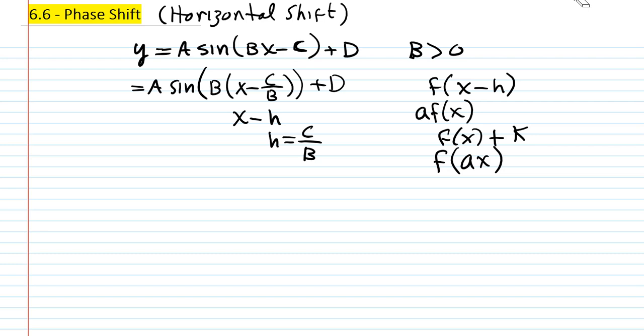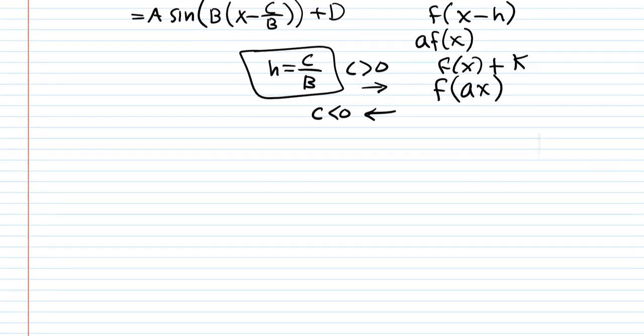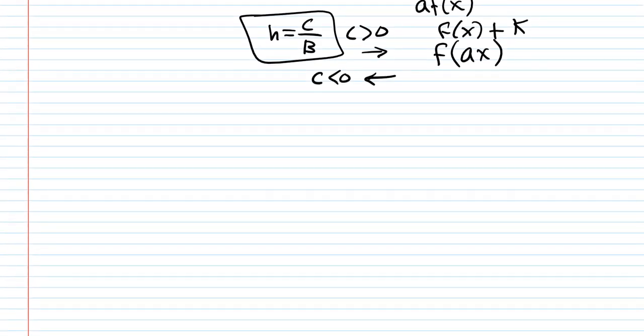Now B is positive, we agreed on that. So if you look at h here as a ratio of C to B, you can see that if C is also positive, then we have a horizontal shift to the right. If C is negative, we have a horizontal shift to the left. The magnitude of the phase shift is C over B. So let's actually now take a look at an example here.